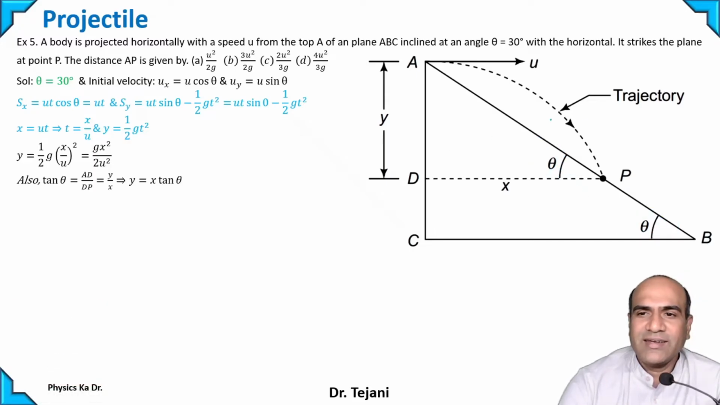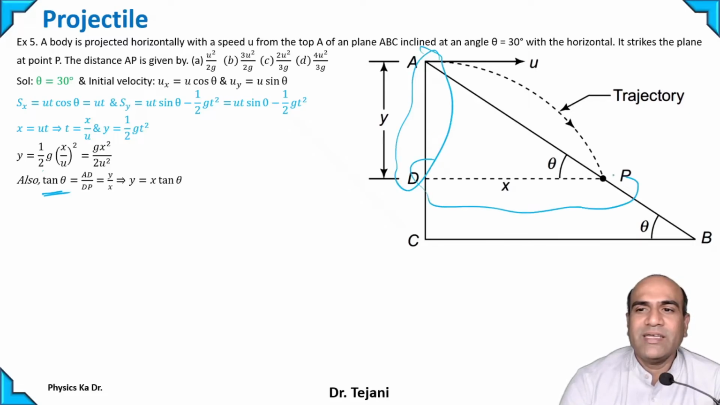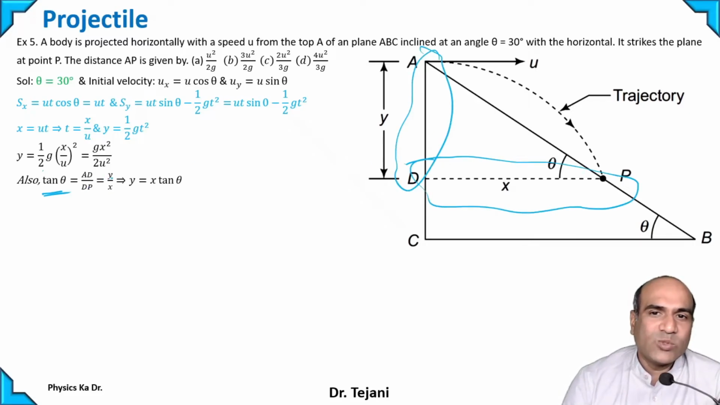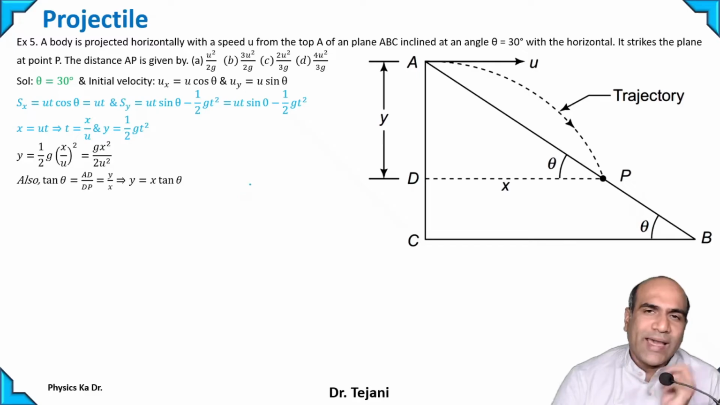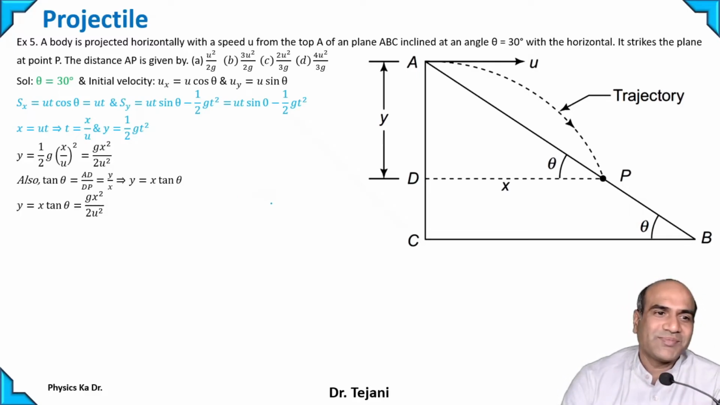So what is tan theta? Tan theta is equal to opposite side AD divided by dP. AD is y, dP is x. So you can just have y is equal to x tan theta. So this y is equal to x tan theta is equal to gx square by 2u square. So we got value of x, we got value of y, and from that t is eliminated, right? See, in our equation there is no t, so t is eliminated.